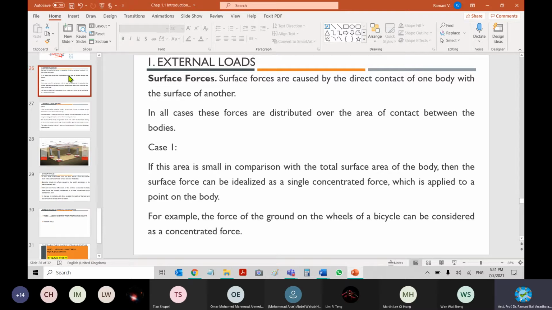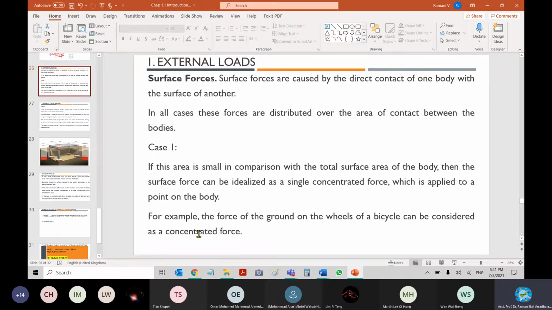Number 1, what kind of load is acting on the structure, and what's the response of the body, the reaction of the body, or what are the body forces generated due to this external loading. These are the things you are going to see today.